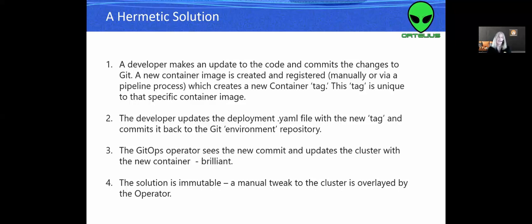And the solution is immutable. It is airtight. It is hermetic. If a manual tweak to the cluster occurs, somebody goes out there and does something manually or through some kind of CLI or interface, the cluster overlays that. The cluster says, oh, I'm out of sync. I'm going to bring you back into the desired state. So everything you do, everything you track is done by this check-in process, which is operations by pull request.